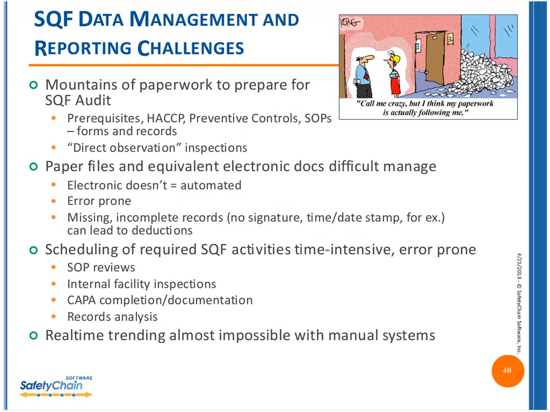And if you have some electronic systems, electronic doesn't always mean automated. If you have information in systems that don't talk to each other, there's still an awful lot of manual work. Paper and documents can be missing. They might not have a time and date stamp. They might not have a signature.